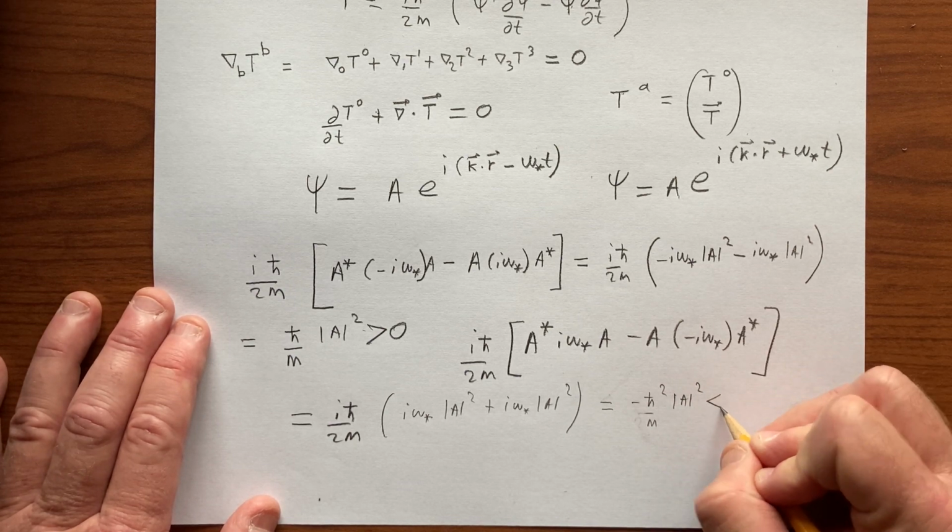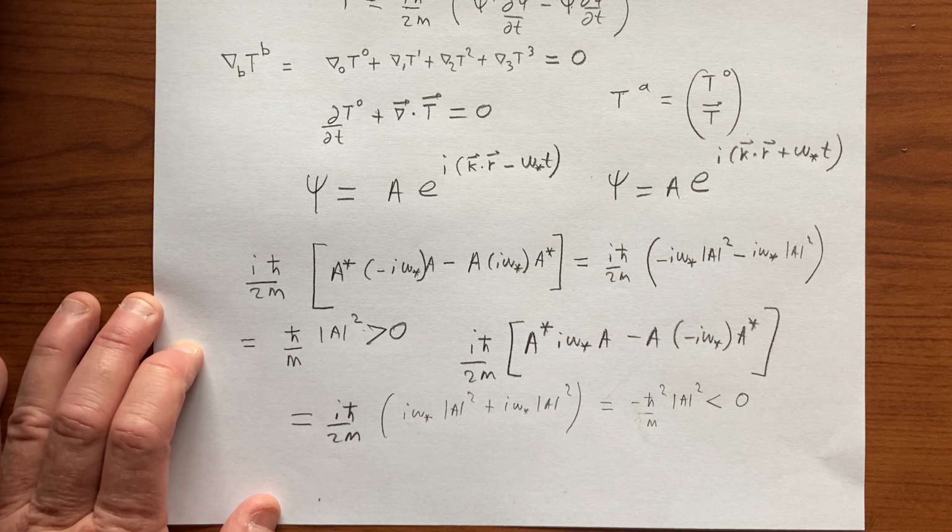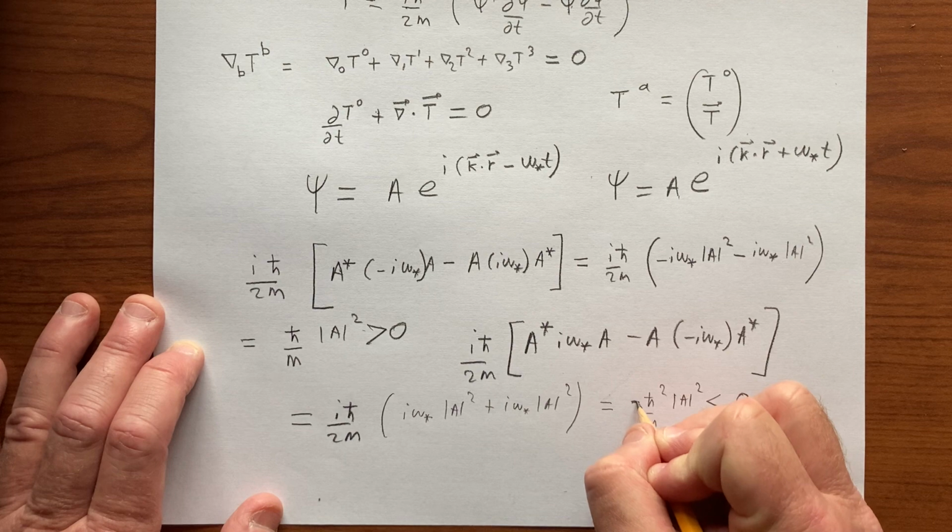And notice that this is negative. So we have a strange feature here that we need to stop and think about, because we have a probability density that is negative.